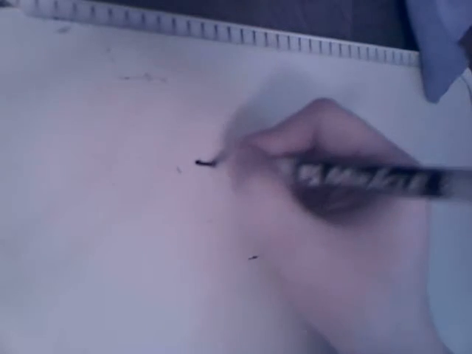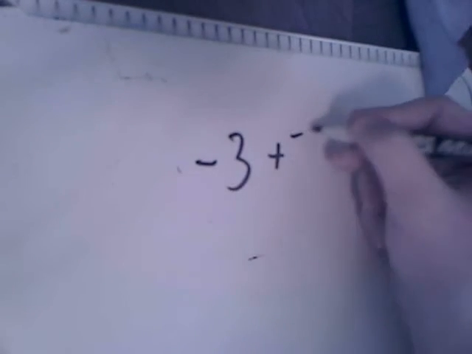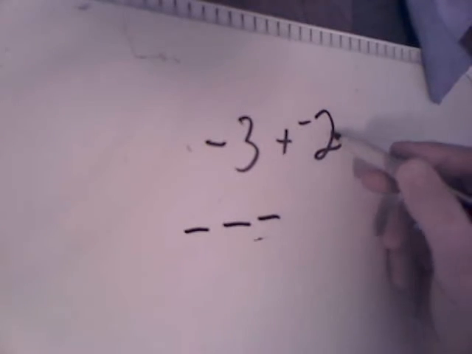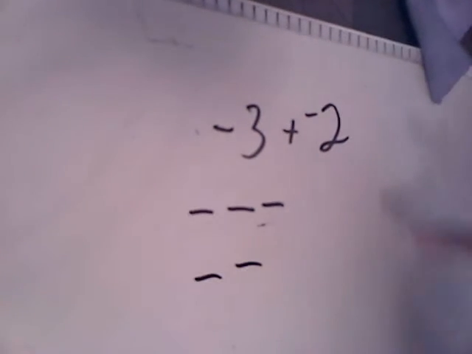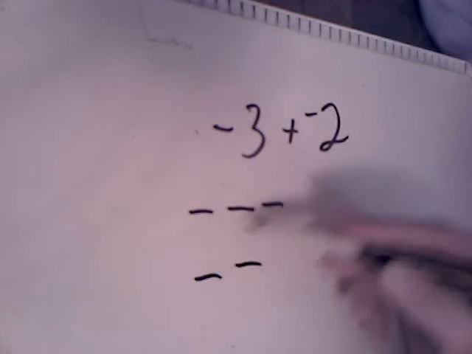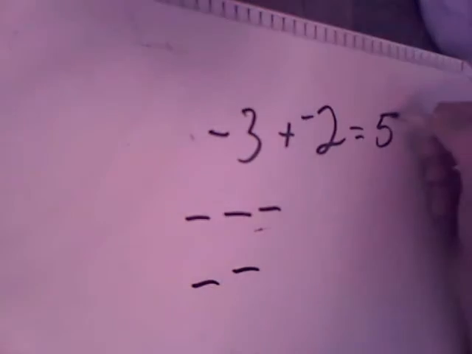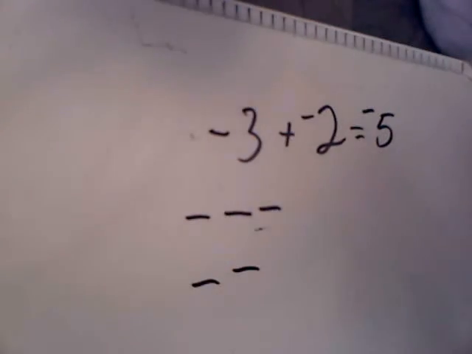If you have something like -3 plus -2, this would mean 3 negative signs and 2 negative signs. Well, in this case, they don't go to battle because they're on the same side. So they join up and they become a troop of 5 negative signs, or -5.